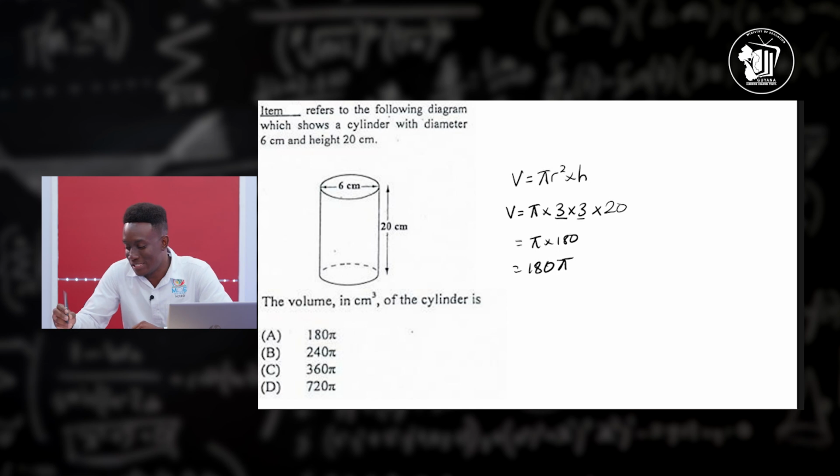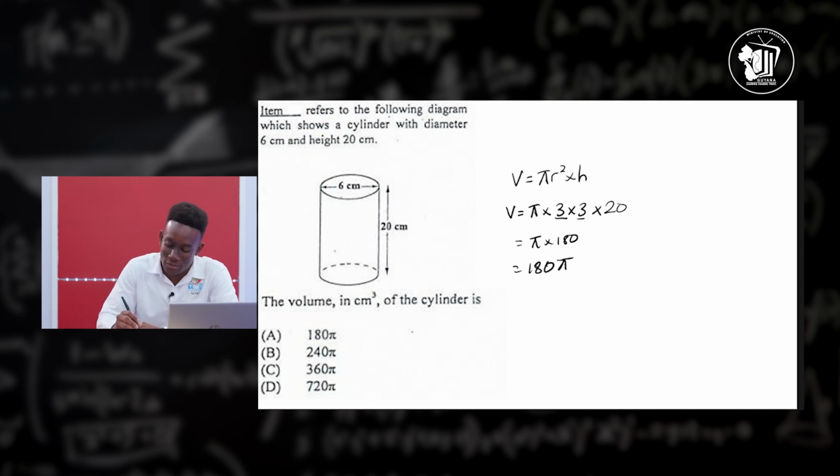So this question was very nice to us. They did not ask us to multiply this by pi. So we have pi in the answer. So this answer would be simply A.